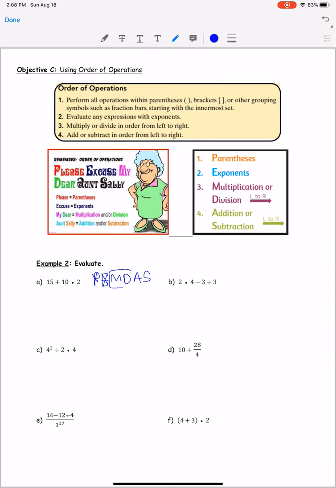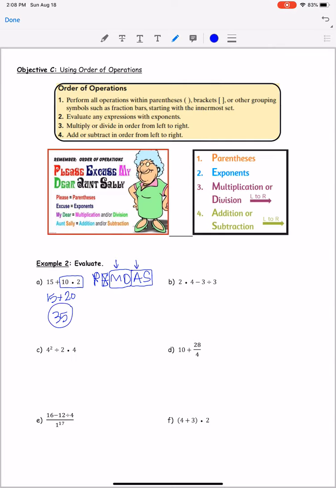So now multiply and divide. Yes, we've got some multiplication here, so I need to multiply. So 10 times 2 gives me 20. Bring everything else down that I haven't used. Haven't used that 15, and I have that addition. So then you're going to add or subtract, and we've got something to add. So 15 plus 20 gives me 35.